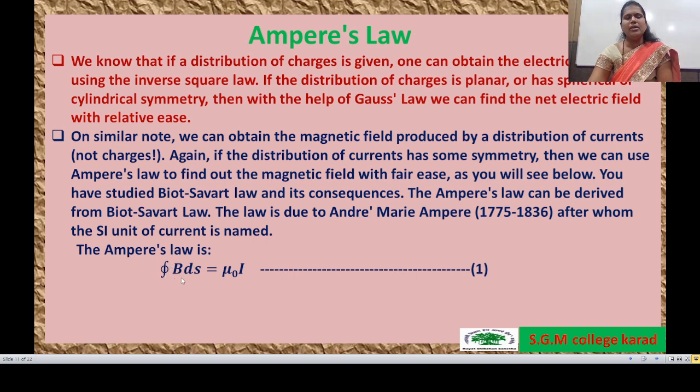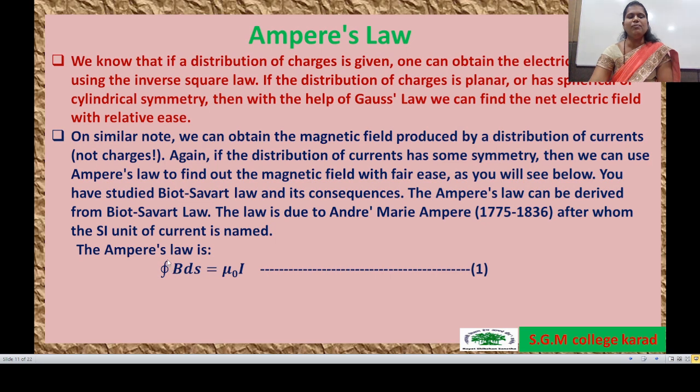That is the line integration of B·ds equal to mu 0 I. What is the statement of Ampere's law? The line integral of the magnetic field of induction along any closed path is equal to mu 0 times the total current flowing through this closed path. That is Ampere's law.